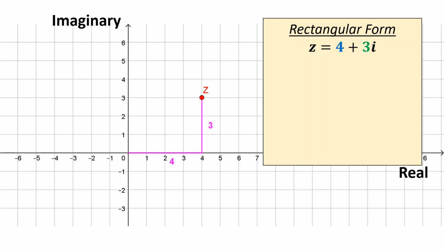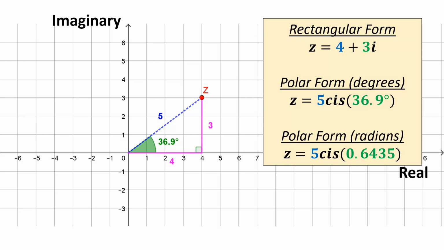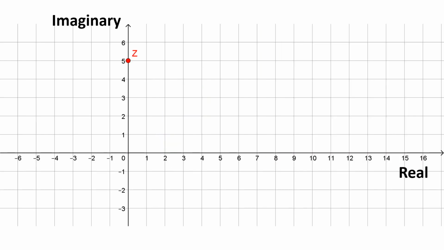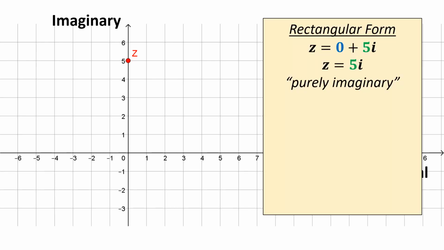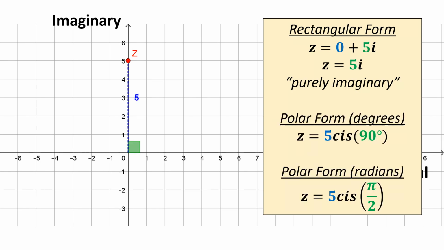We know this complex number, written in rectangular form, is 4 plus 3i. In polar form, we can work out the modulus 5 and the argument 36.9 degrees, or if you prefer to work in radians, 0.6435, and write it as 5 cis 36.9, or in radians. What about this complex number? Sitting on the imaginary axis, so no real bits and 5 imaginary, we call it purely imaginary, and in polar form we'd write it as 5 cis 90 degrees, or remember 90 can be written as pi over 2 radians.